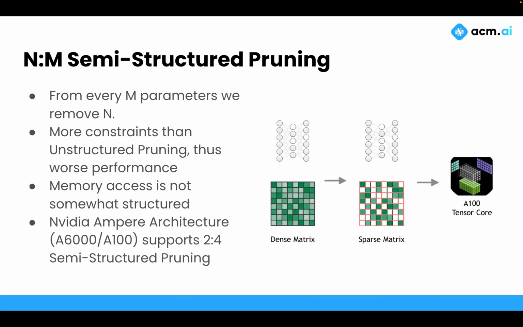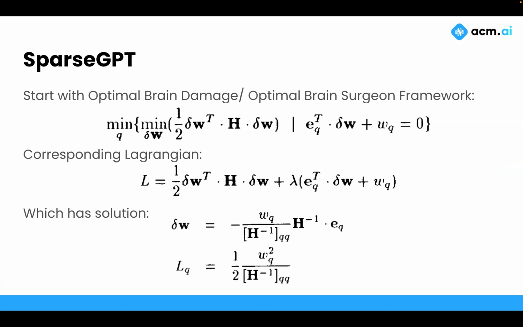But there is something known as N by M structured, semi-structured pruning. So what this basically enforces is from every M parameters, N of them have to be knocked out. So this is a much more structured memory access pattern. And actually, NVIDIA's Ampere architecture, for, I believe, the A6000 and A100s, supports 2:4 semi-structured pruning. But the problem is because this enforces a pattern onto it, the performance loss is significantly higher than unstructured pruning. Yeah, so let's talk about 2 fairly classic papers.